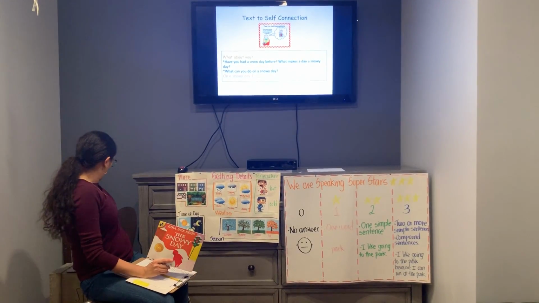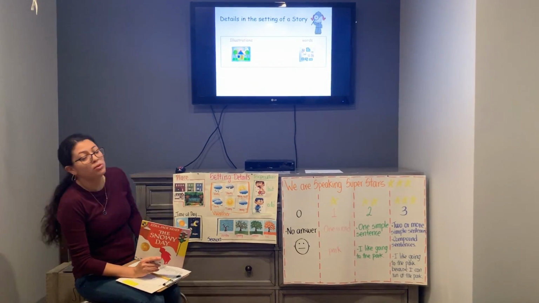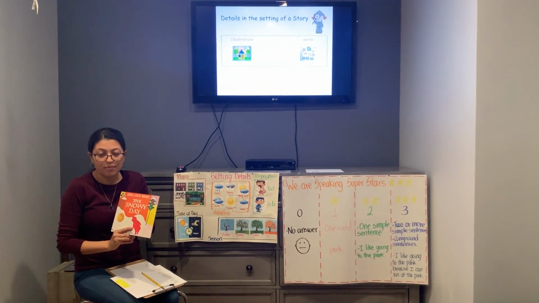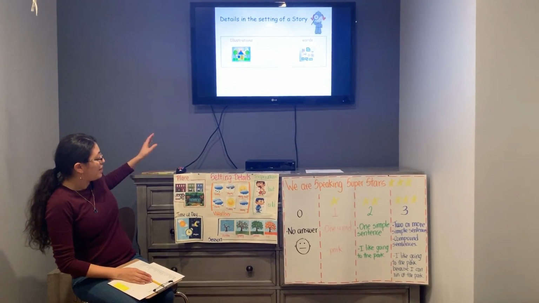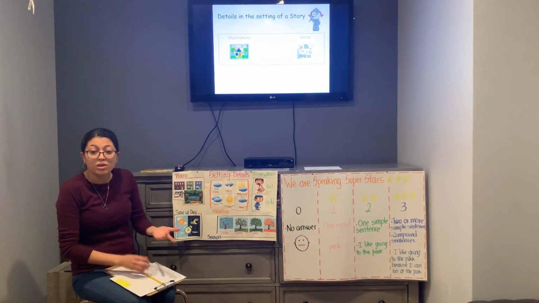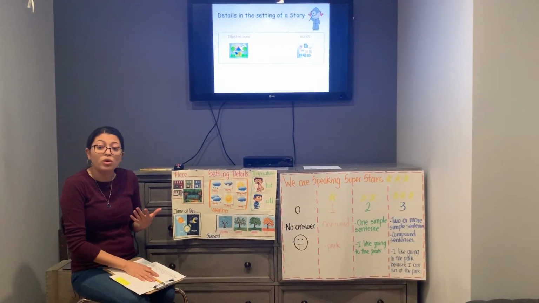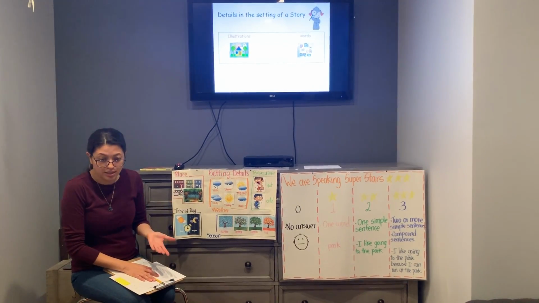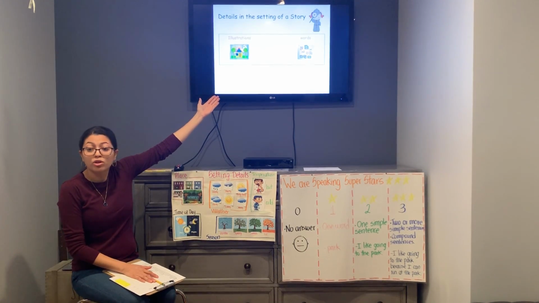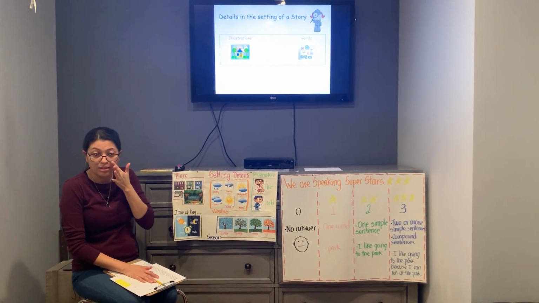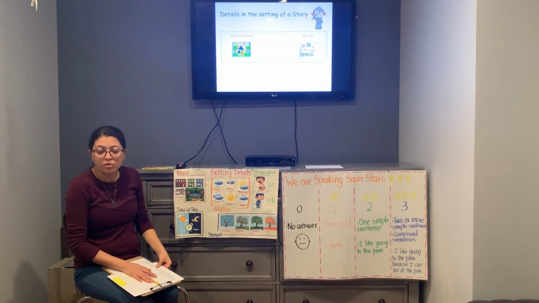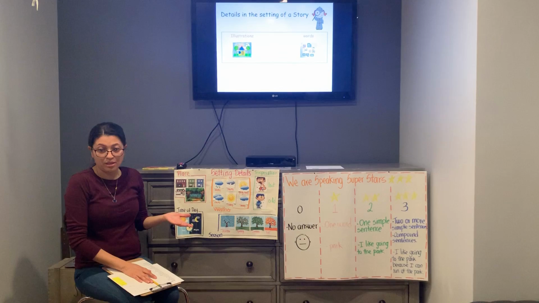Now, as we read the book today, boys and girls, our objective for today is that we are going to concentrate on the setting. Now, we have learned that the setting is the place where the story happens. Well, today I want to teach you that good readers also focus on the details in the setting. Good readers use the illustrations and they use the words to identify details in the setting. Here is a chart that we are going to use to help us identify details in the setting.